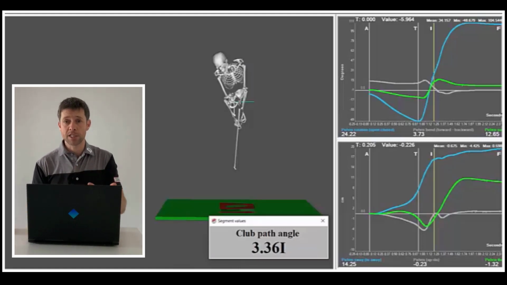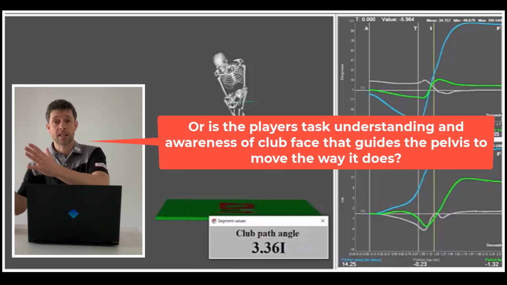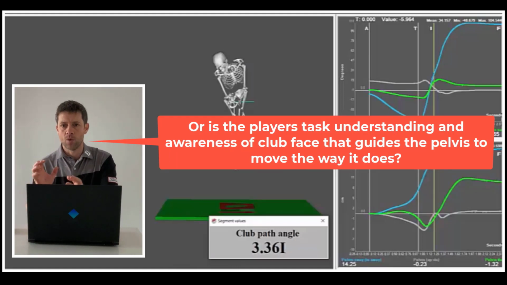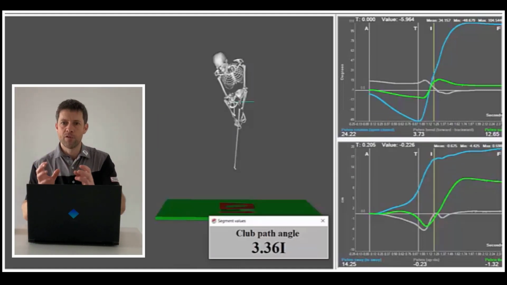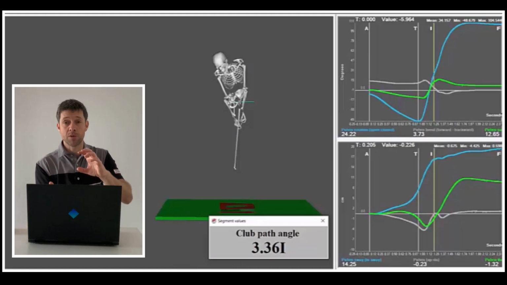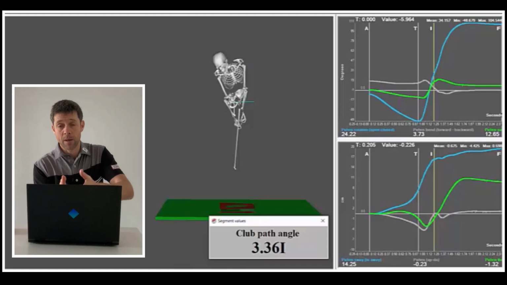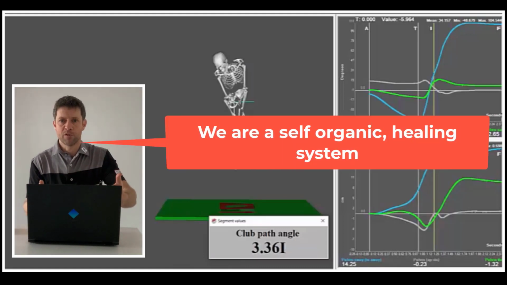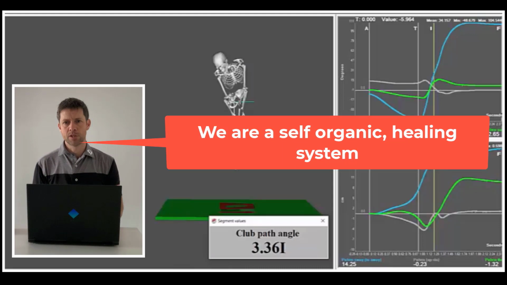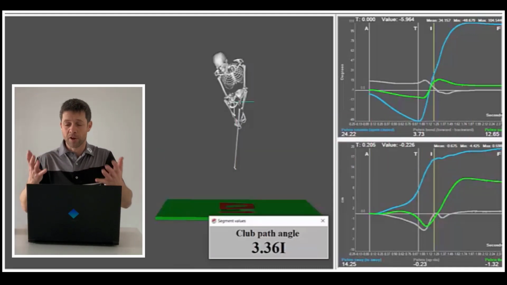Or more from a task approach, almost the very opposite end of that scale, is it the way the players organised, almost that self-organised organic system that we are as human beings, which has then allowed the club to move that way, which is then responsible for why the pelvis is then positioned and rotated away? So we have to kind of look at it both ways.